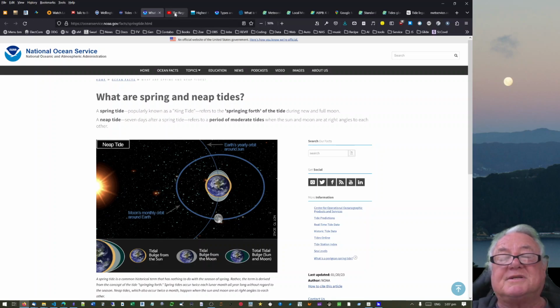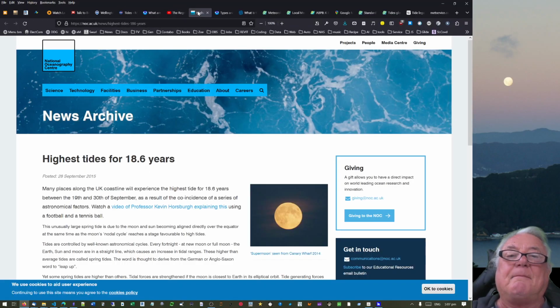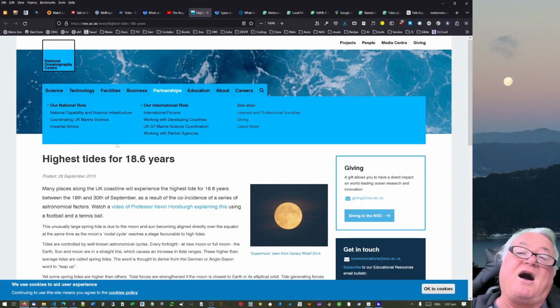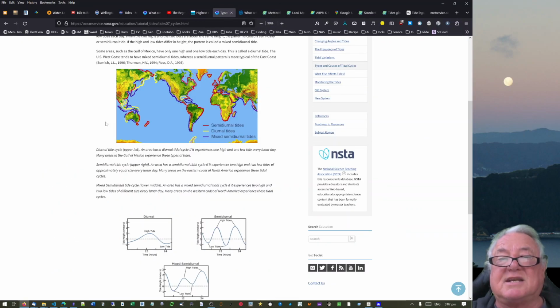One of them was this idea of the regression of the lunar node. This is worth watching. He uses a tennis ball as an example of that. And basically, this is when the moon is closest as ever. The moon's doing an elliptical orbit around the Earth, and every 18.6 years, that's when the moon is its closest to the Earth. And so that's when you're going to get the highest high tides and lowest low tides. So that has an influence through there. What else has an influence?